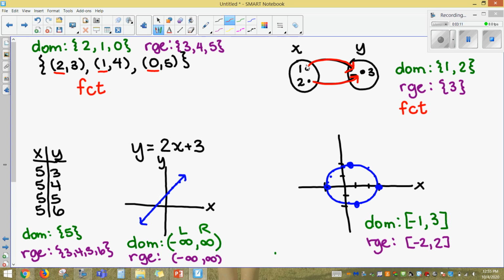And it's the x values that we're focused on. We don't care where the arrow goes over here as long as there's only one ending point for each of our x's, one y value.